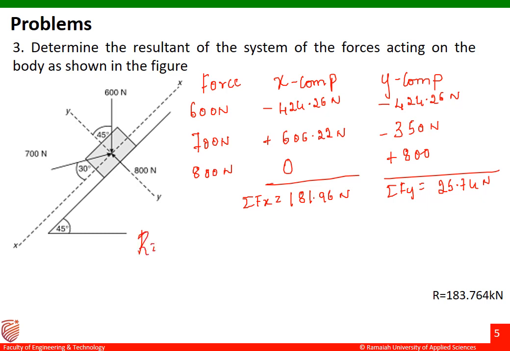So with the help of these two values, let us find out the answer for R here. So R is equal to square root of summation Fx square plus summation Fy square, that is 181.96 whole square plus 25.74 whole square. So you'll get the answer for resultant as 183.76 Newton. So this is the resultant of the given problem. This completes problem number 3.